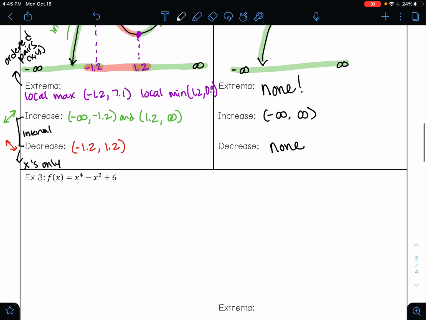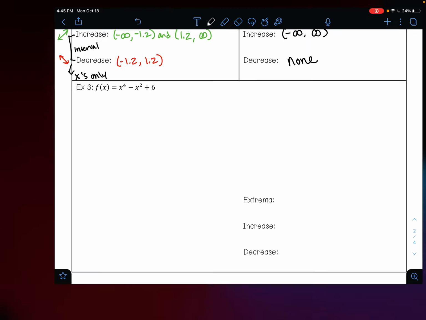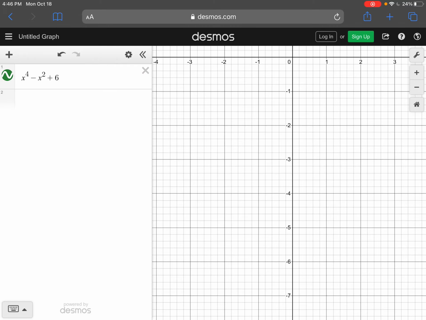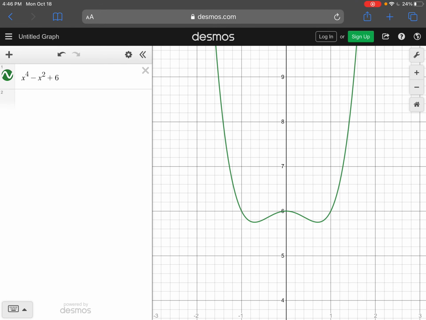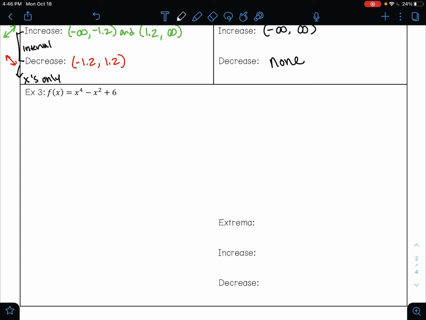Let's try this again with another one. Here we have x to the fourth minus x squared plus 6. So, x raised to the fourth, minus x squared, plus 6. And I need to just zoom back out. And here is my graph. So this one is W-shaped. Go back over here, and I'm going to draw that W. There we go.